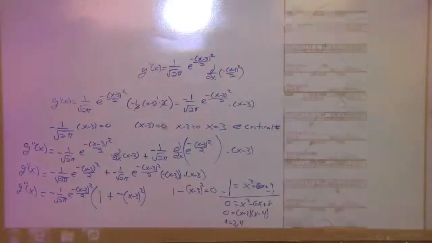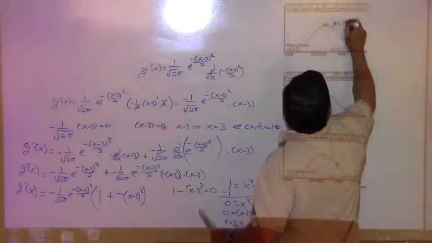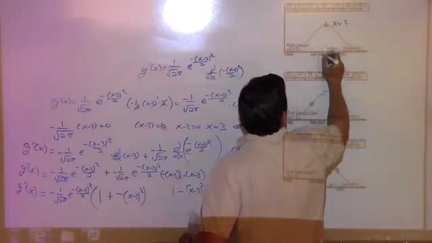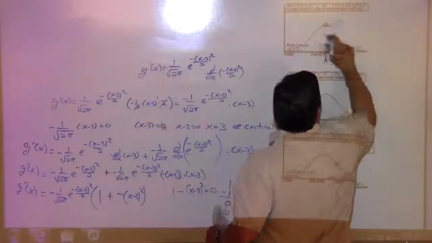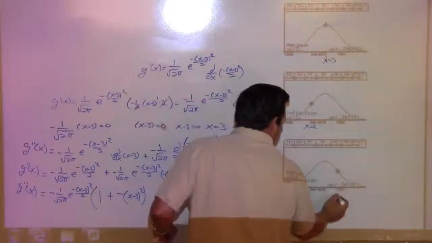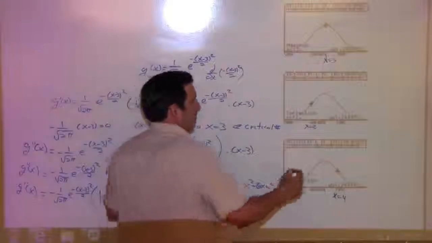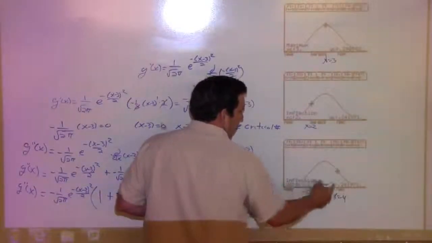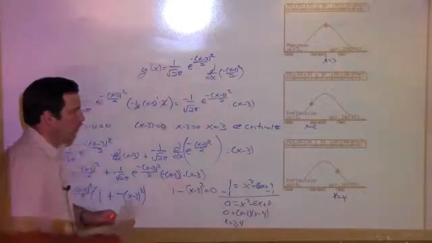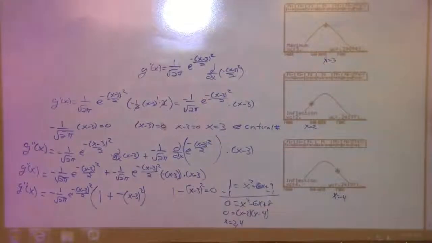Let me scroll this up for a second here. So here's x equals 3 right there. And then we have x equals 2 in this picture, x equals 2 and x equals 4. Those are inflection points. I had the calculator find the inflection points as well. That verifies them. Okay, I'm going to move on. A lot of work we just did there.